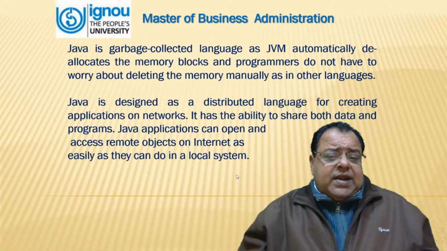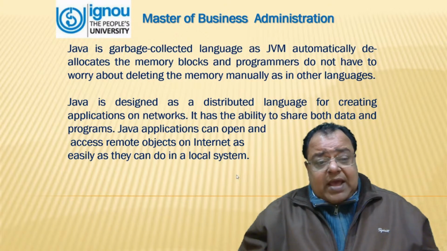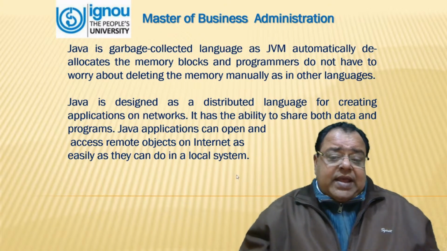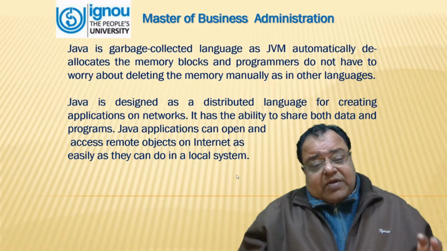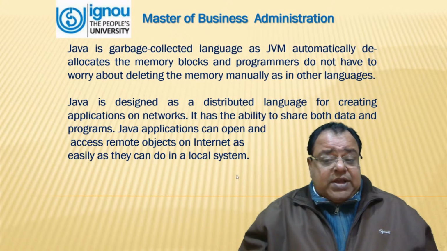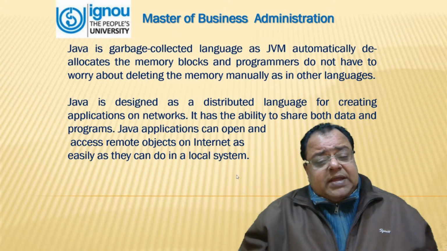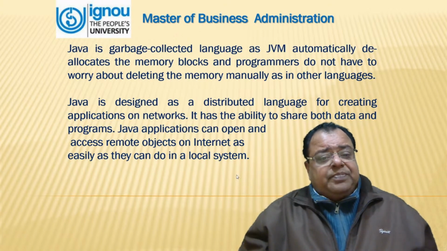Java is a garbage collected language, as the JVM automatically deallocates the memory blocks, and programmers do not have to worry about deleting the memory manually as in other languages. Java is designed as a distributed language for creating applications on networks. It has the ability to share both data and programs. Java applications can open and access remote objects on the internet as easily as they do on a local system.